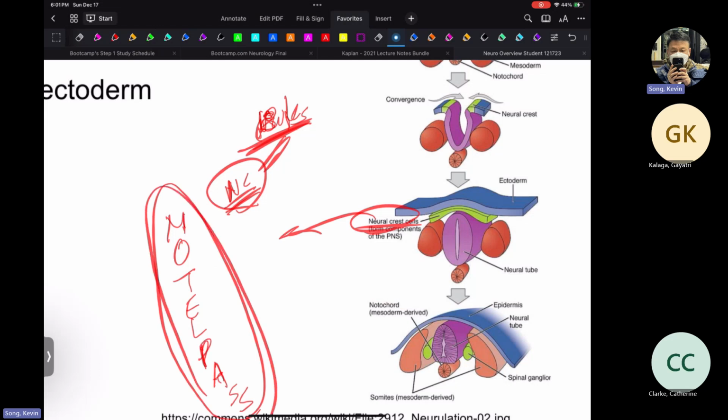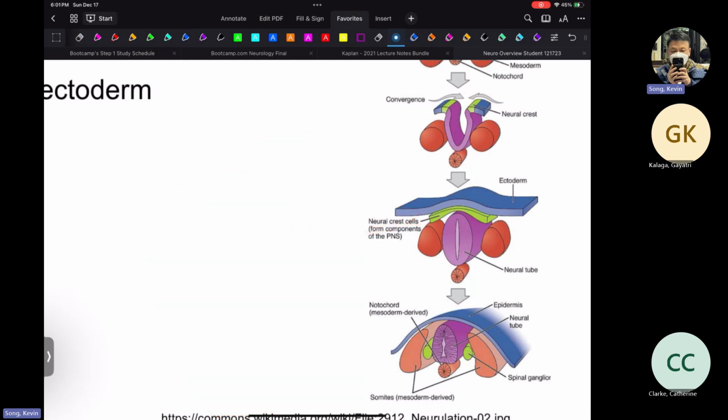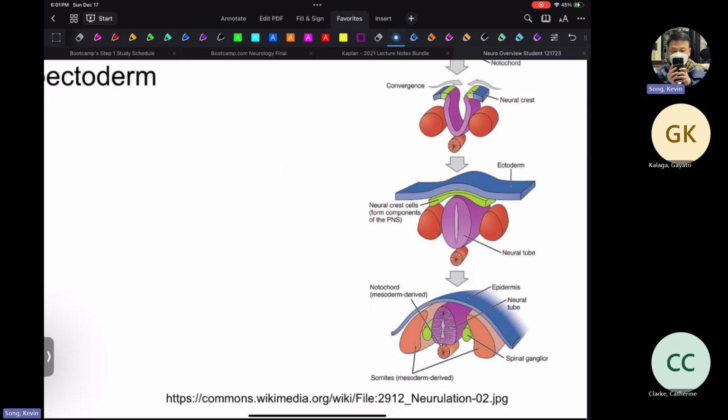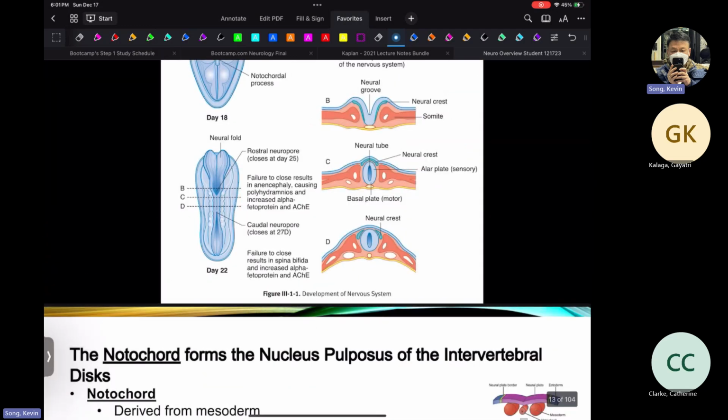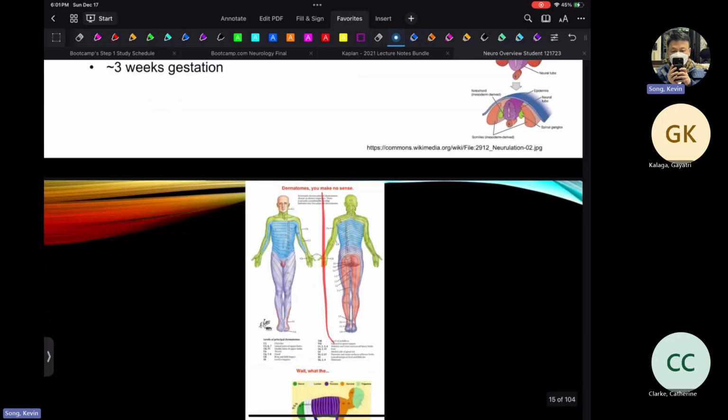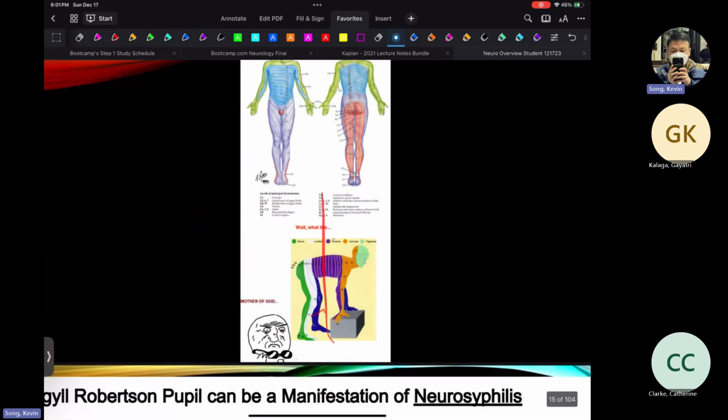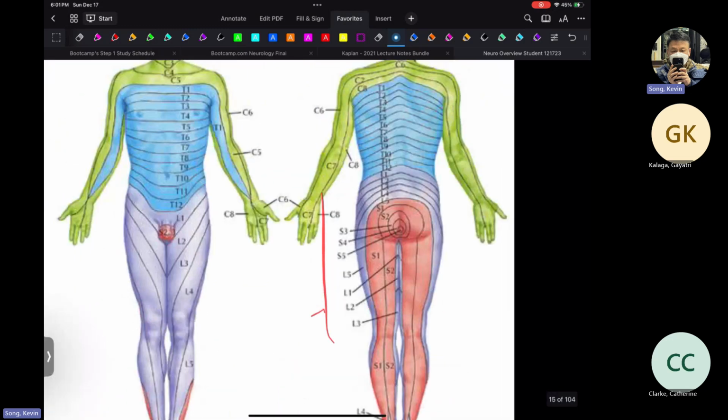Okay, so this is something that will keep bothering all medical school students throughout their life. So you need to know that. Okay, another thing that is also important.